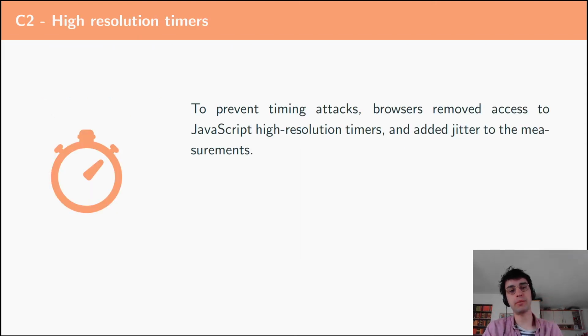For high-resolution timers, a few years ago, to prevent timing attacks and mainly Spectre, browsers removed access to JavaScript high-resolution timers and added jitter to the measurements.